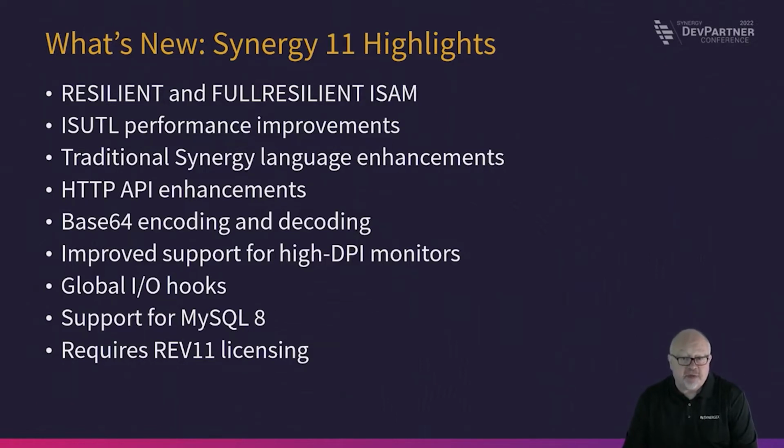We added extension method support to traditional Synergy, and the HTTP API also received some attention, adding support for additional methods such as head and patch, and also support for an HTTP transfer mechanism called chunked encoding. These changes ensure that Synergy applications can fully interact with the latest RESTful web service APIs, as well as other things. We also added support for base64 encoding and decoding with a new data encoding class. Again, this capability is a fundamental requirement when interacting with many web service APIs.